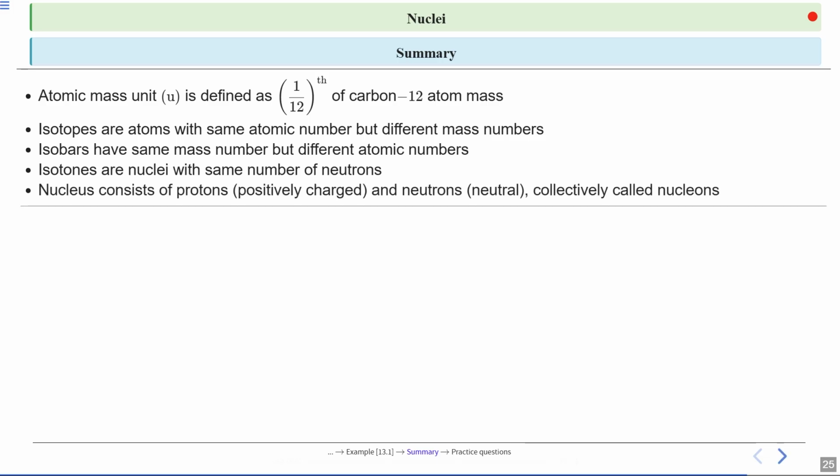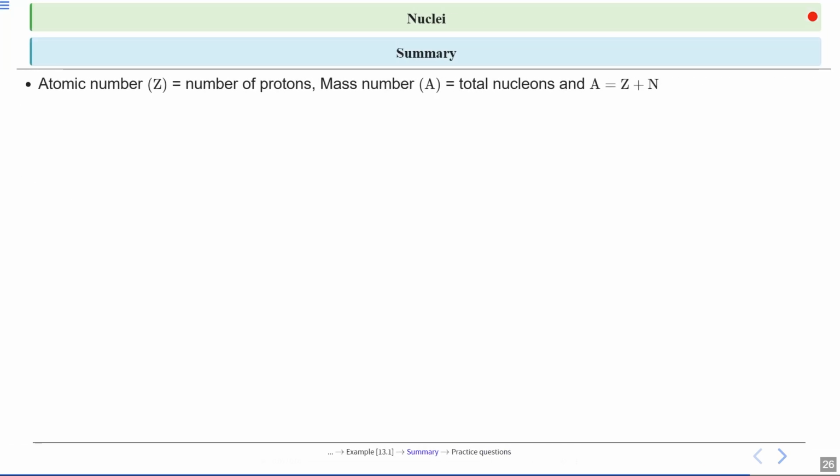The nucleus is made up of protons, which are positively charged, and neutrons, which have no charge. Together, these particles are called nucleons. Understanding the composition of the nucleus is essential for studying nuclear reactions and properties. The atomic number, written as Z, is simply the number of protons in the nucleus. The mass number A is the total number of nucleons, which means protons plus neutrons. So the formula A equals Z plus N tells us that the mass number equals the number of protons plus the number of neutrons.